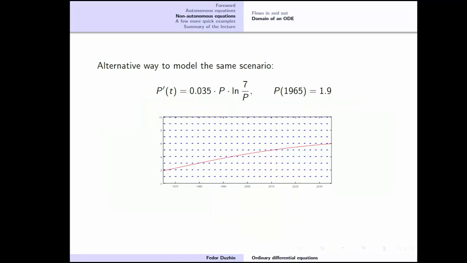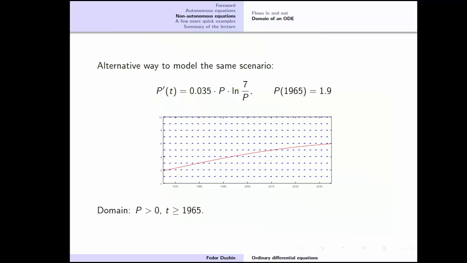Or here is an alternative way to model the same scenario. You can try to think about why this is also a valid model. So here the 7 is the carrying capacity, so we are trying to work with the scenario when the Singapore population approaches 7 million as time goes to infinity.